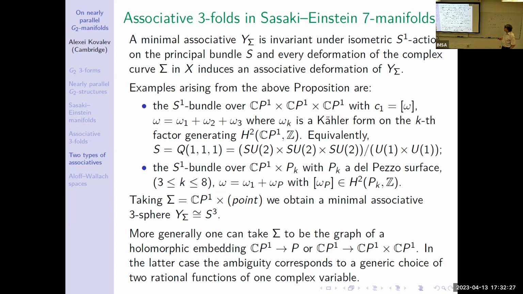Now we can, in fact, not necessarily take CP1 times a point, but we can take a graph of a map, for example, from CP1 to a product of two CP1s, which has a nice complex analysis description. It's a choice of two rational functions of one complex variable. Generic is required here so that we get a smooth submanifold.